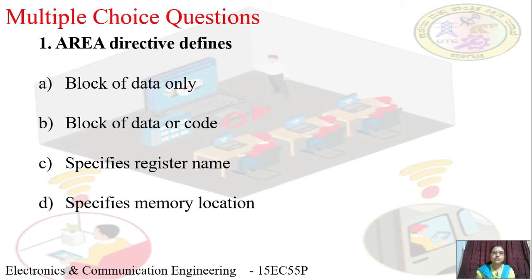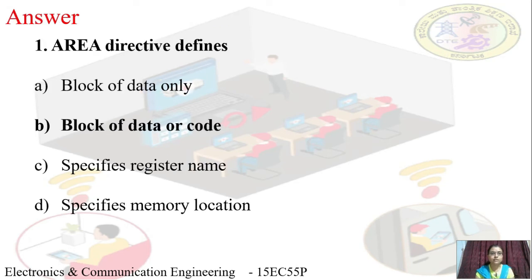So now let us see some multiple choice questions related to this program, right? The first one: the AREA directive defines. First option, block of data only. Second, block of data or code. Third, specifies register name. Fourth, specifies memory location. In the previous explanation of the program, I told that AREA is a directive which can be used to define both block of data or code. So hence the answer is B, block of data or code, right?